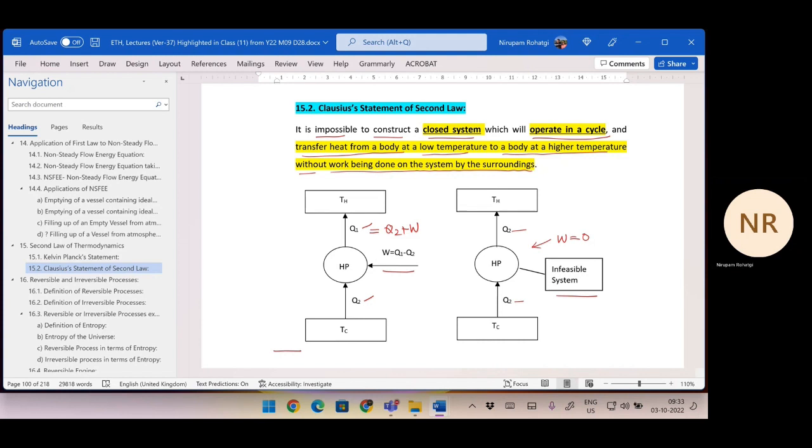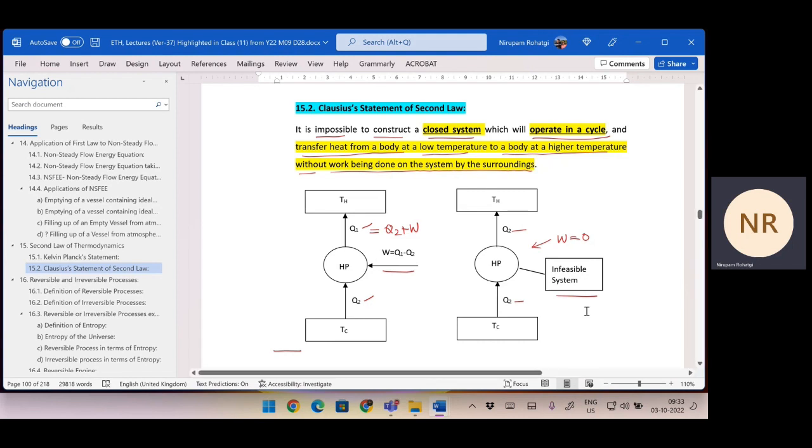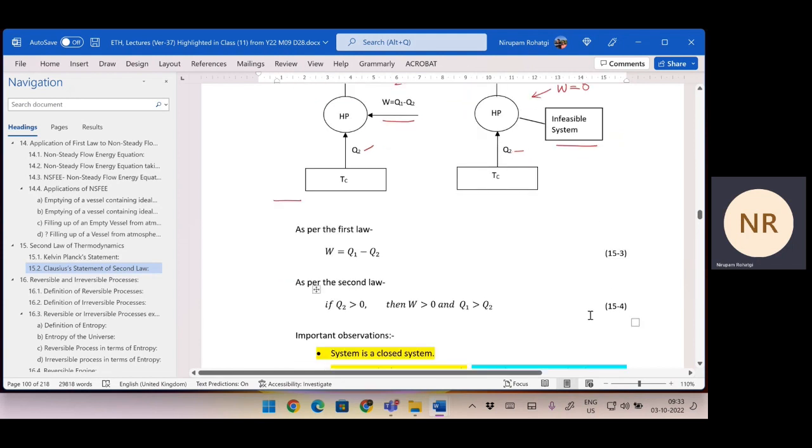Okay. You can again think of a hypothetical case that TH is equal to TC. Then it is possible. Then Q2 will be equal to Q1 because essentially there is no temperature difference. We want a finite temperature difference between the two. Okay. Now, what you are getting here? W is again equal to Q1 minus Q2. That is, the first law is still valid.